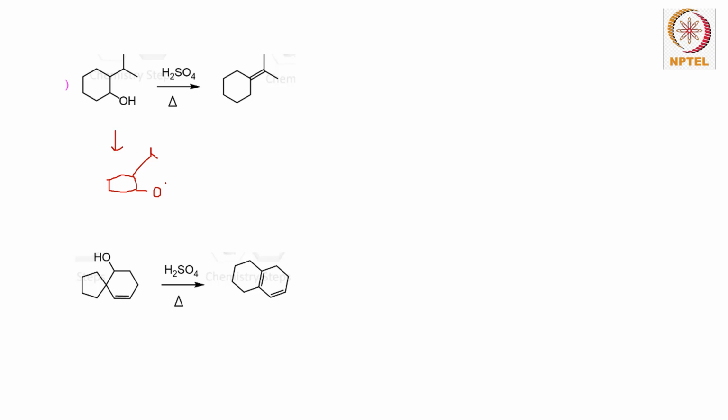hyperconjugation will have more effect, because there is a sigma bond which is getting delocalized. So it will give more importance to this structure for gaining stability. In this case, it is a good leaving group.